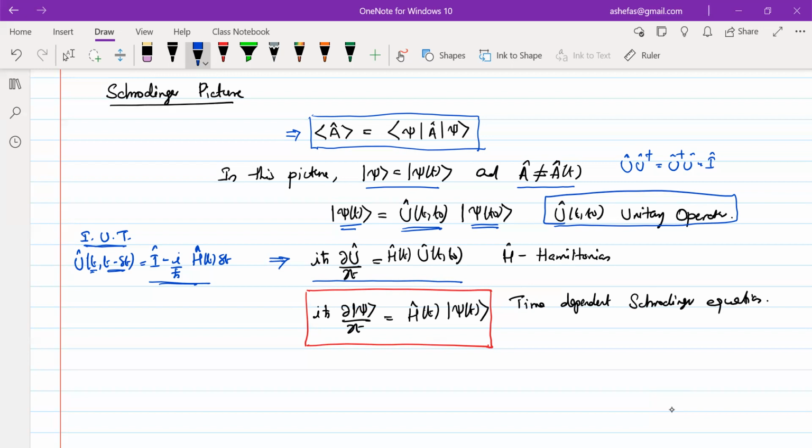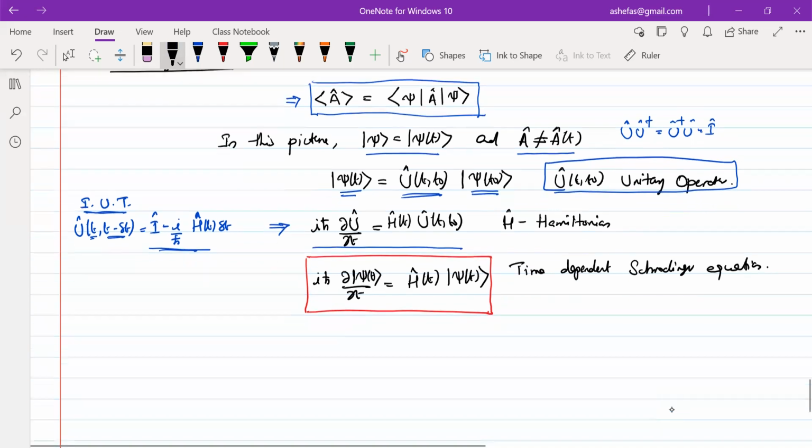Since this is the time evolution satisfied by the unitary operator, we can find the time evolution satisfied by the state vector, and we can show that i h cross dou psi of t by dou t equals H(t) psi of t. This is called the Schrodinger equation. Once you solve this equation, you will find the state of the system as a function of time, and then we can find the expectation value of an operator as a function of time.